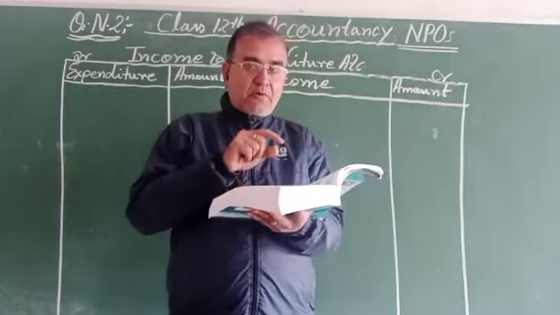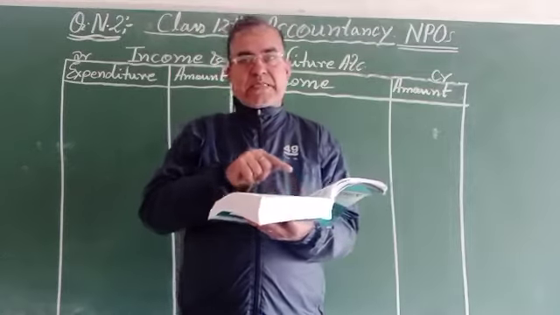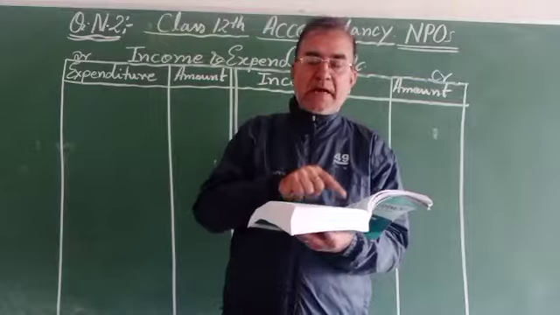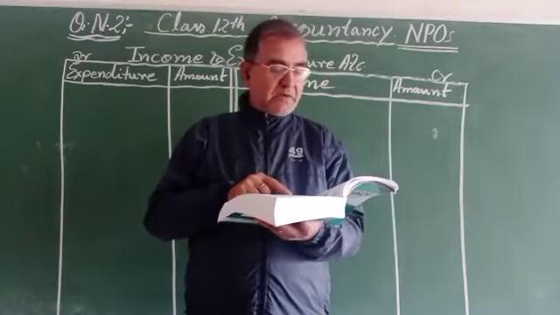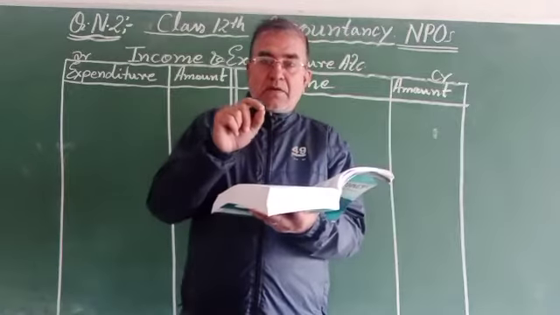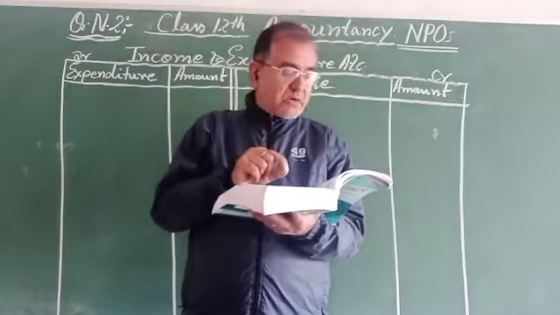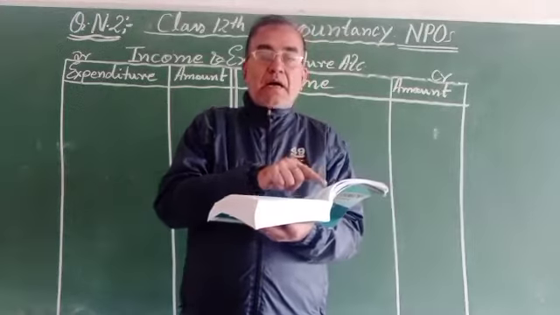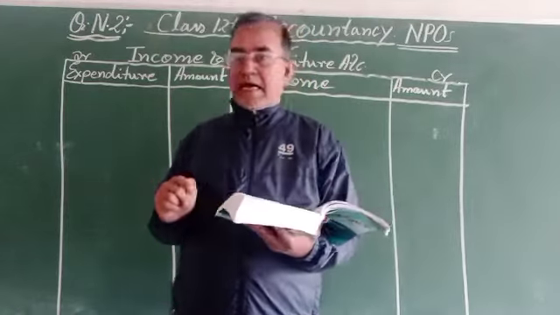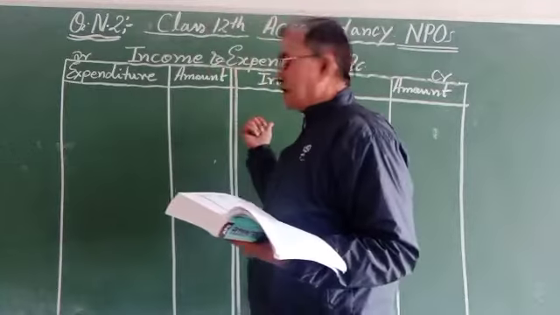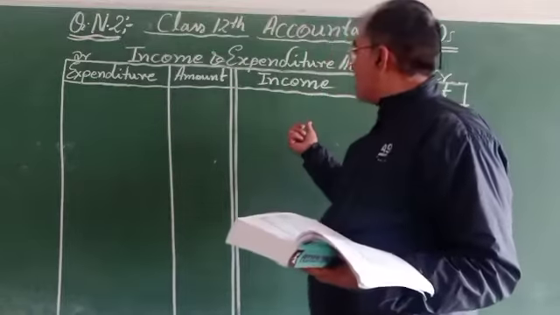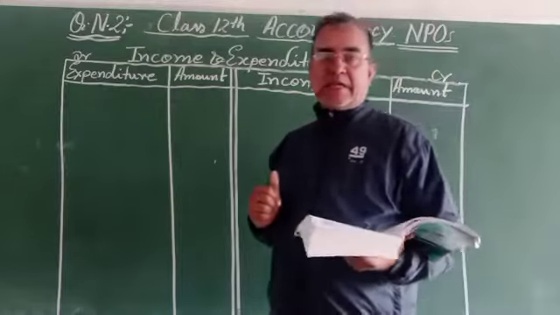Now we have to consider what is the capital receipt and what is the revenue receipt. We have to sort out the revenue receipts and put them in the income column of the income and expenditure account.